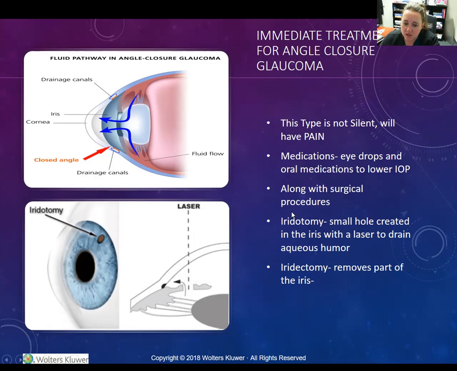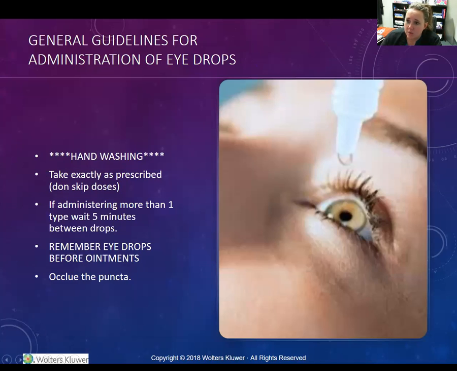So they can do what's called either an iridotomy or an iridectomy. The iridotomy is where they actually go in and drill a small hole into the iris with a laser and let the actual aqueous humor just drain out the front of the eye to relieve that pressure in the acute phase. And then the iridectomy actually goes in and removes permanently a part of the iris. So that's how we would treat that.